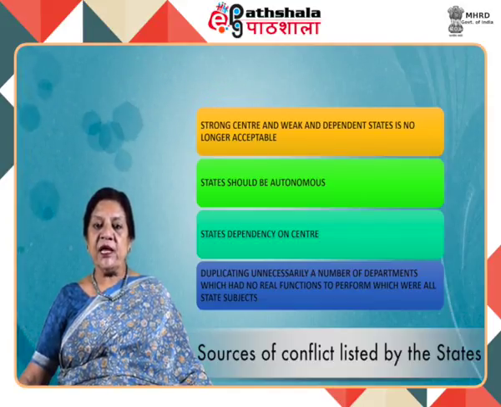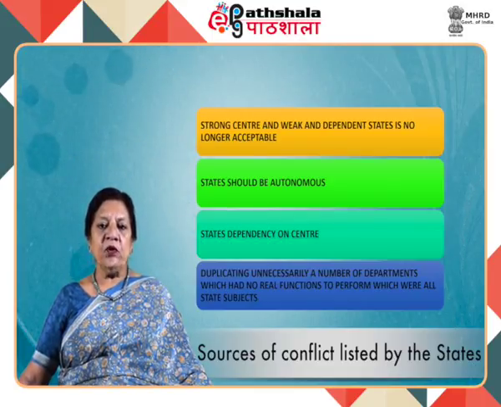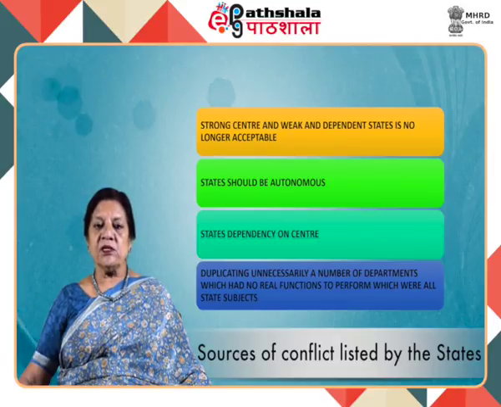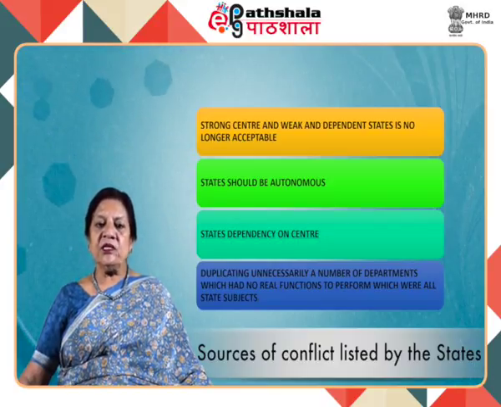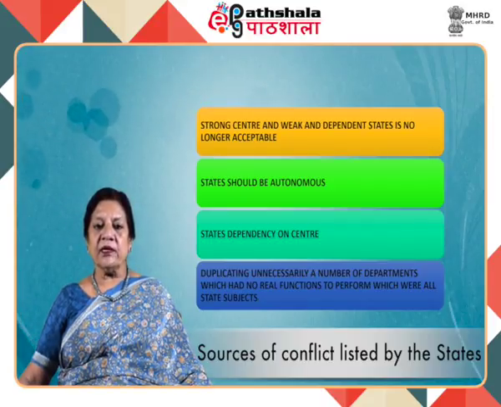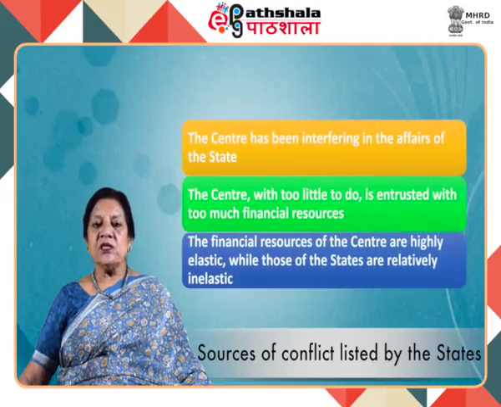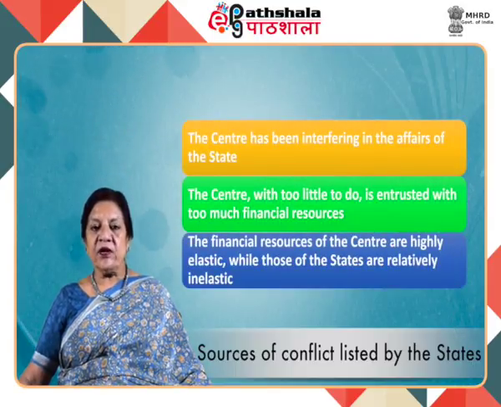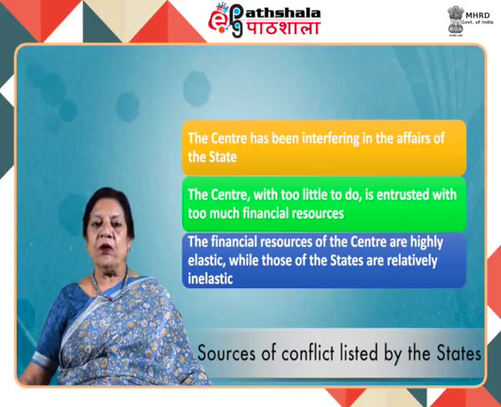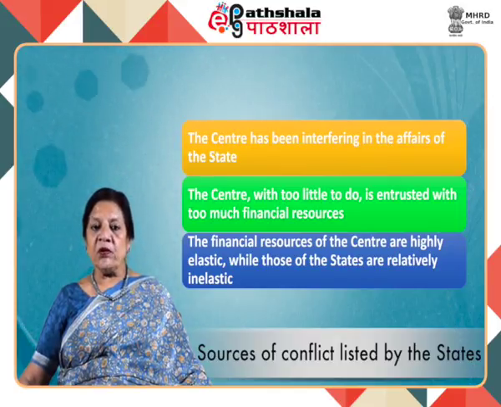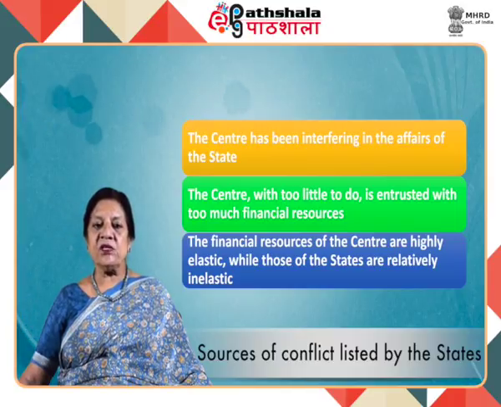Fourth, the center has been duplicating unnecessarily a number of departments which have no real functions to perform, that is education, public health, etc., which are all state subjects. There is even a move that these subjects should be put on the concurrent list. Fifth, the center has been interfering in the affairs of the state even in the field of law and order, which is purely a state subject, by setting up the Central Reserve Police, the Border Security Force and the Industrial Security Force, etc.